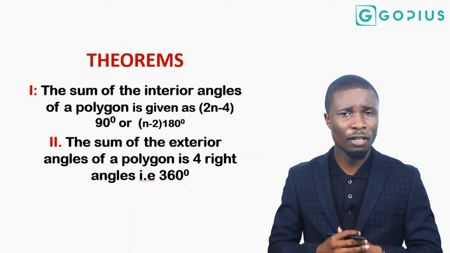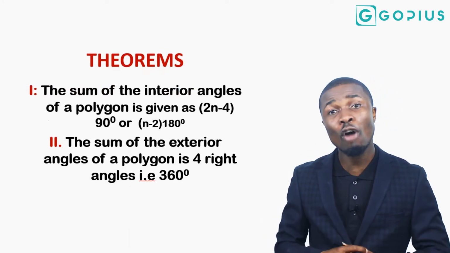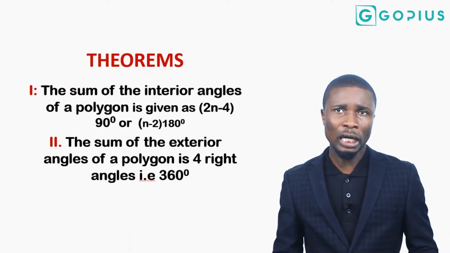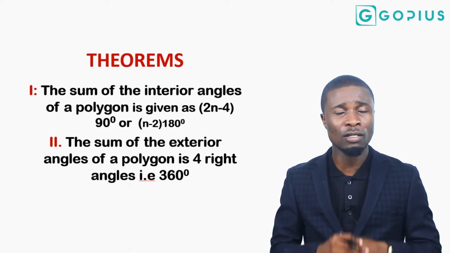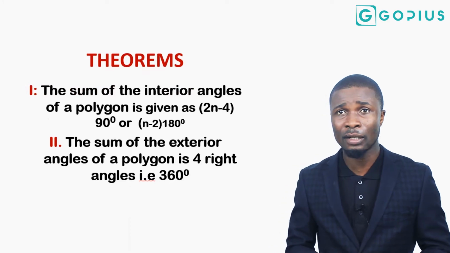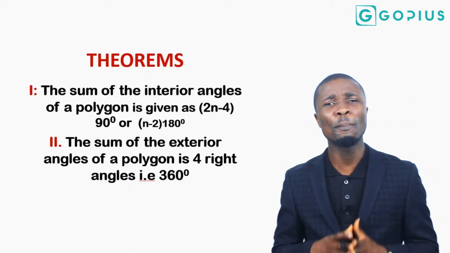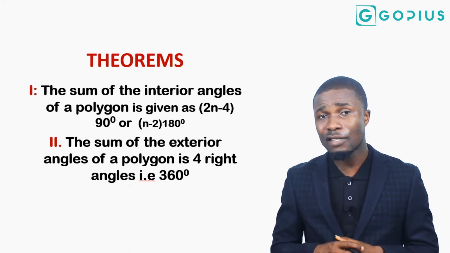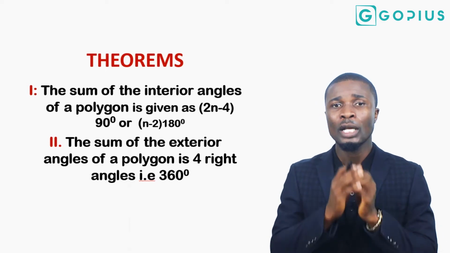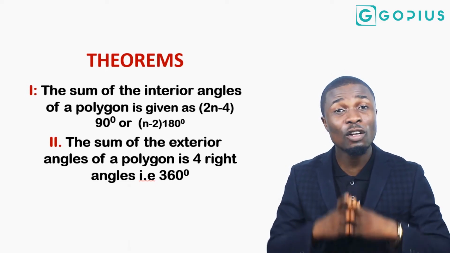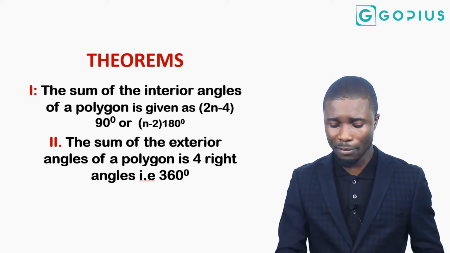On the screen you can see the first theorem is used to calculate the sum of interior angles of any regular polygon. And of course the formula says that the sum of the interior angles of any polygon is given as 2n minus 4 times 90 degrees, or n minus 2 times 180 degrees. It's a very important and powerful formula as far as solving mathematical exercises involving polygons is concerned. The sum of the interior angles of a polygon is given as 2n minus 4 times 90 degrees.